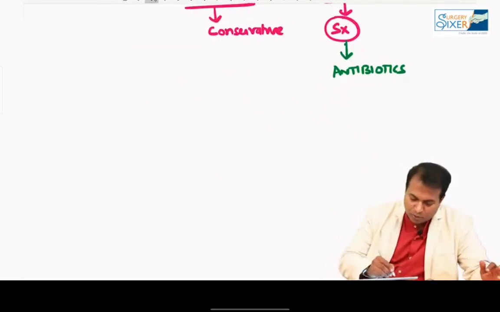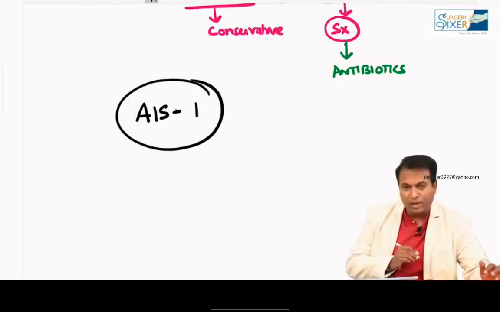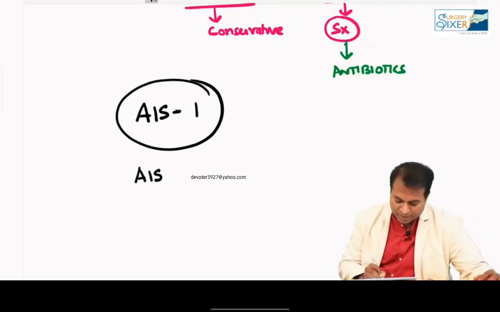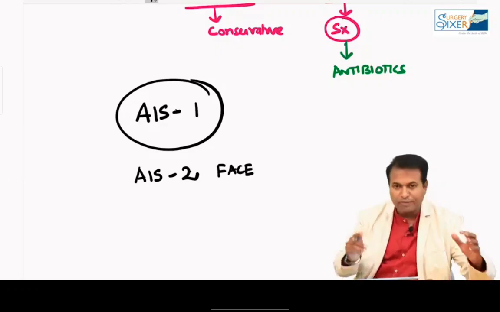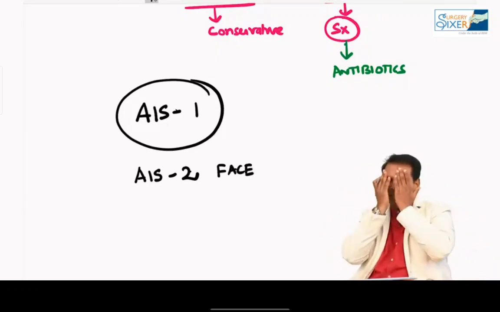So these are the points I want you to know from AIS 1, which is known as head injury. The next injury is AIS 2, known as face injury. The injury on the face like this, a hit on the face like this, is known as AIS 2.